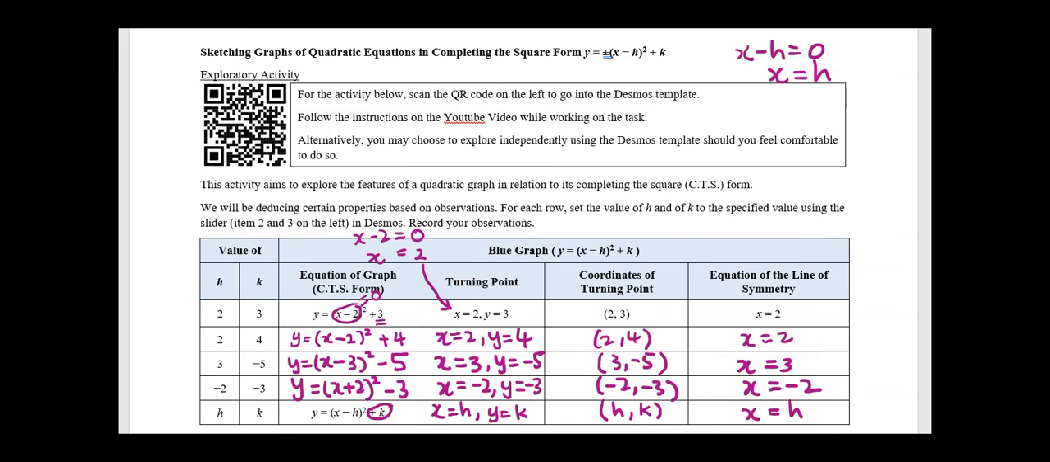Okay, so I hope this helps you to understand that the completing square form actually helps you to find the coordinates of the turning point, which leads you to the equation of the line of symmetry.